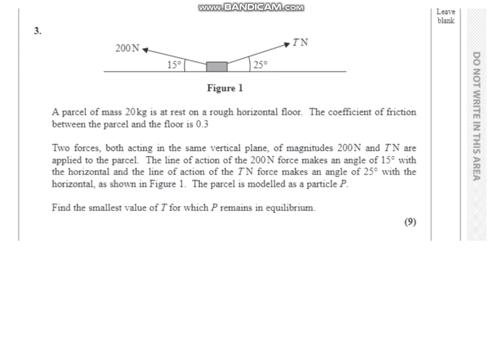The parcel is modeled as a particle P. Find the smallest value of T for which P remains in equilibrium. Now to solve these kinds of questions, what you do is basically resolve all the forces you can see, horizontal and vertical. Or you can even consider the direction: if something is on the right side and something is on the left side, it can be used as a minus sign. So these directions are important.